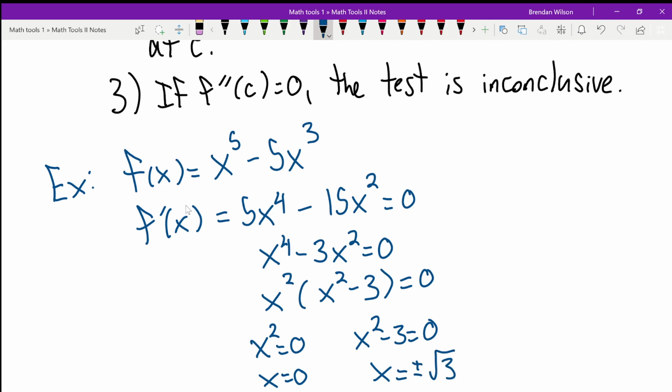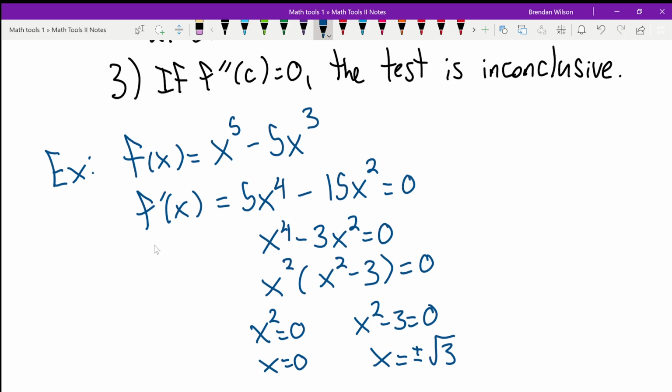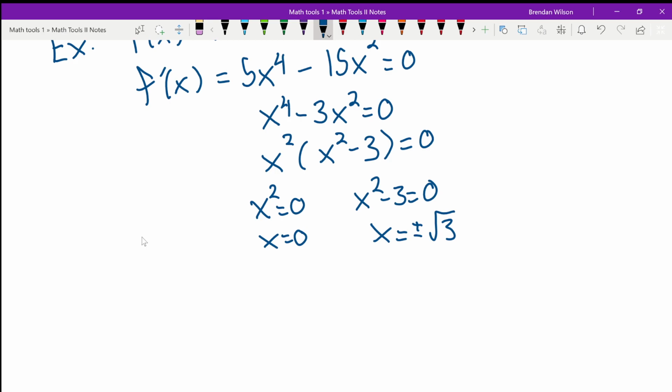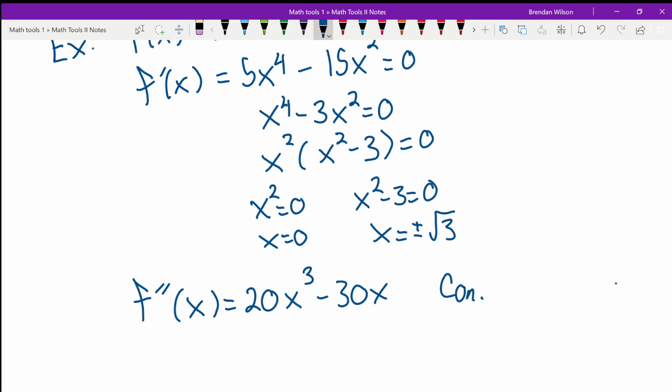Normally we would go for the first derivative test at this point. We would make a sign chart and see what it says. But now we're going to go instead for the second derivative. So first of all, we'll find it. This will be 20x cubed minus 30x. And now we do need to verify that it's continuous. We can just go ahead and state that outright because this is a polynomial. We know polynomials to be continuous, so there's no issue there.